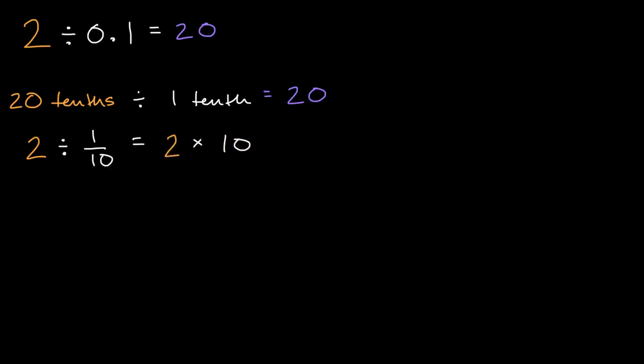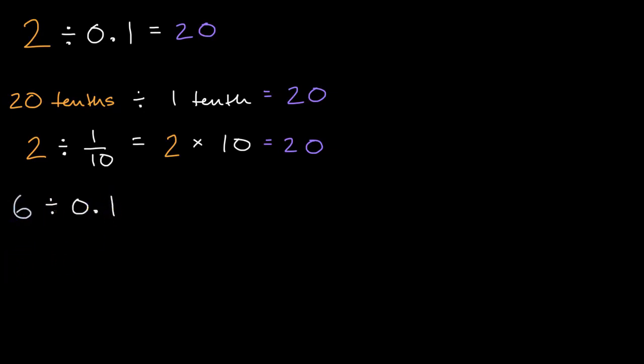What is 2 times 10? Well, that is going to be equal to 20. And that's good that we got to the same answer. Otherwise, these would not be equivalent methods. Let's do another example. So let's say we wanted to figure out what 6 divided by 1/10 is.